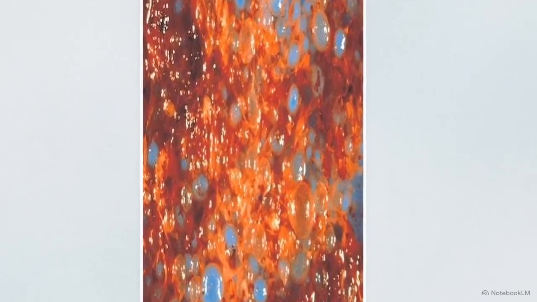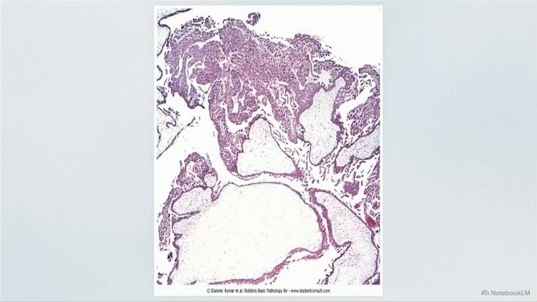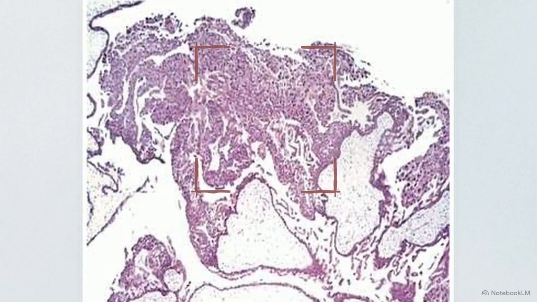These structures appear to the naked eye as translucent, blood-tinged, grape-like clusters. Under a microscope, we can see the specific cellular architecture of a complete mole. In these cases, every villus is severely edematous or swollen with fluid. The margins show diffuse proliferation of trophoblast cells, often presenting with cellular atypia.